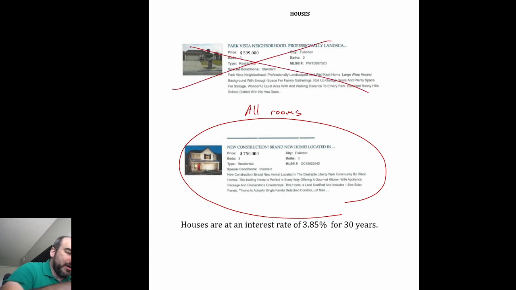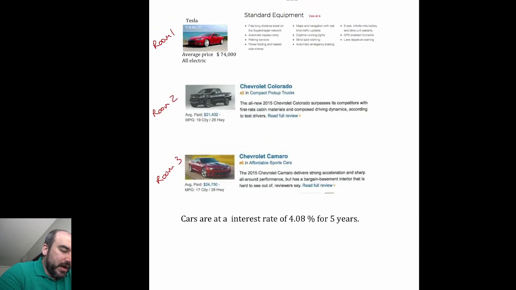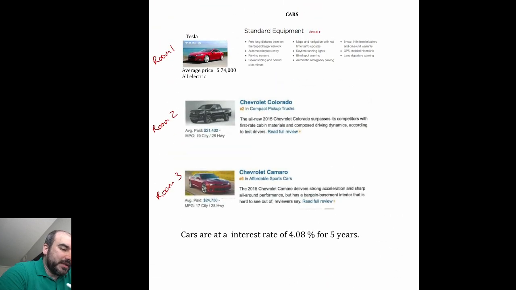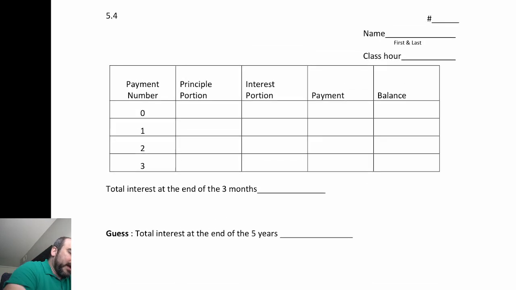So we're not going to do that one. If you want to practice with the other one after you've done the main car and house, you can still do that. But what we're going to do is assume that we're buying, let's say, the Tesla for $74,000. We're going to go over to our workbook, and I'm going to write Tesla up here. So I'm going to get started with the Tesla example.